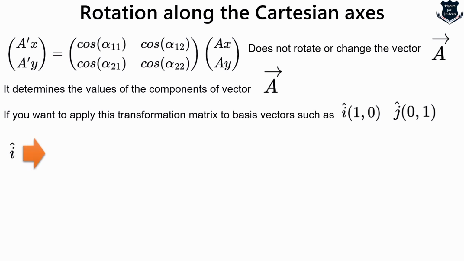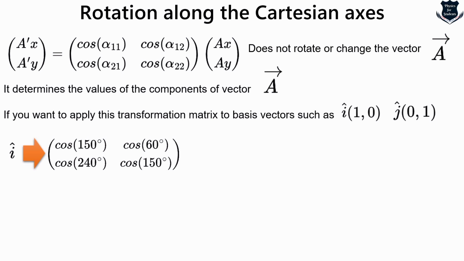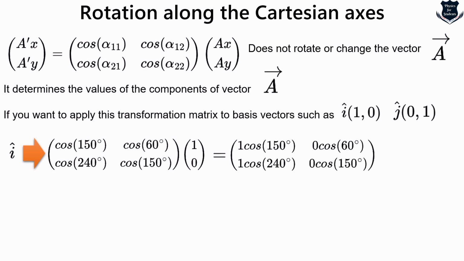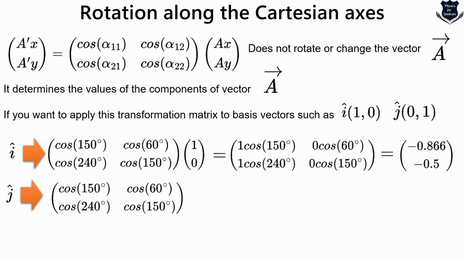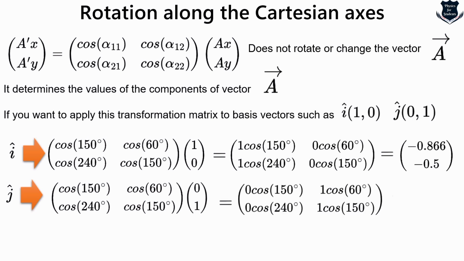So for i, the value would be this one, cos 150 and so on. And if I do it further using (1, 0), it would result in this and this. So we get minus 0.866 and minus 0.5. Now if I use j, obviously I would use (0, 1) instead of (1, 0), and if I calculate the values, I get 0.5 and minus 0.866.